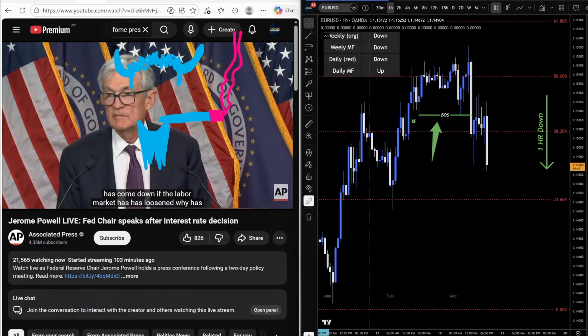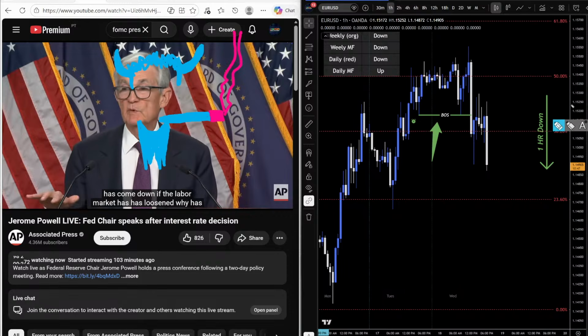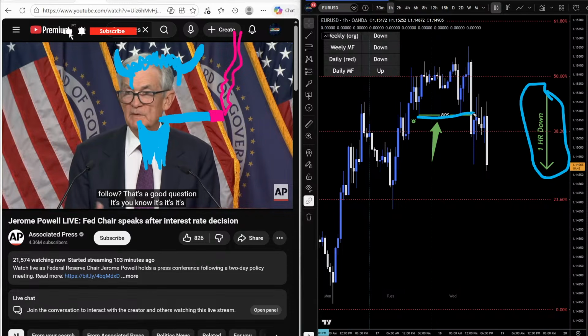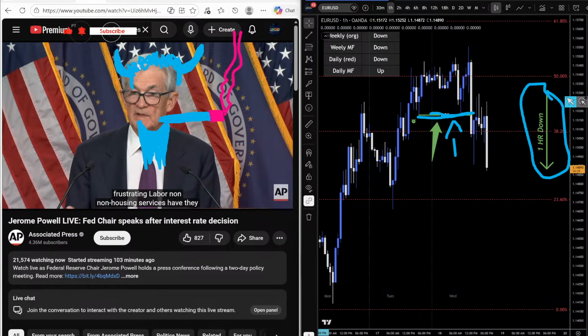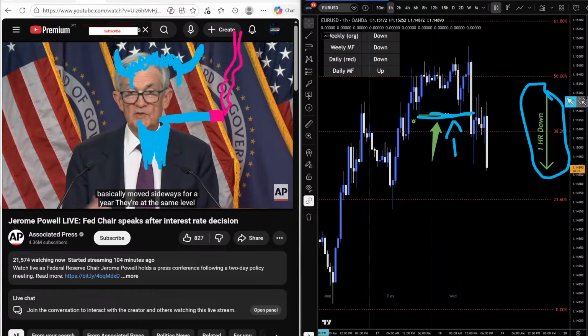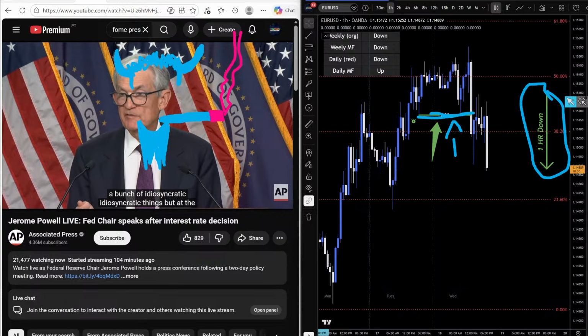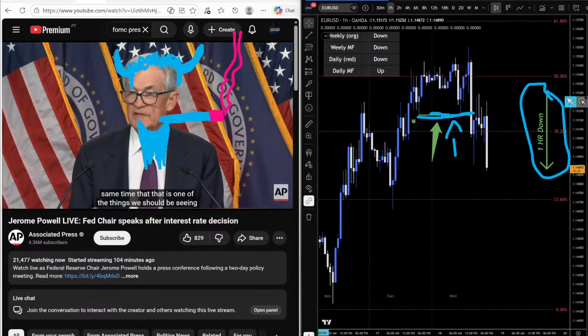It's frustrating. Non-housing services basically moved sideways for a year. They're at the same level, and we do expect that they will come down. But it's a bunch of idiosyncratic things. But at the same time, that is one of the things we should be seeing, because to your point, the labor market is clearly not a source of inflationary pressures, and that should really matter for non-housing services. But we're not seeing progress there.